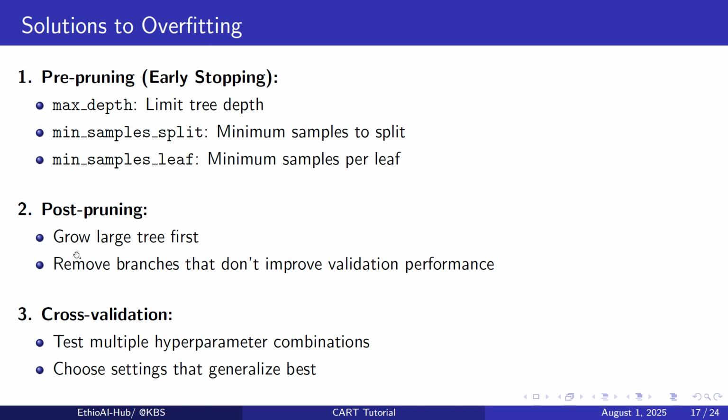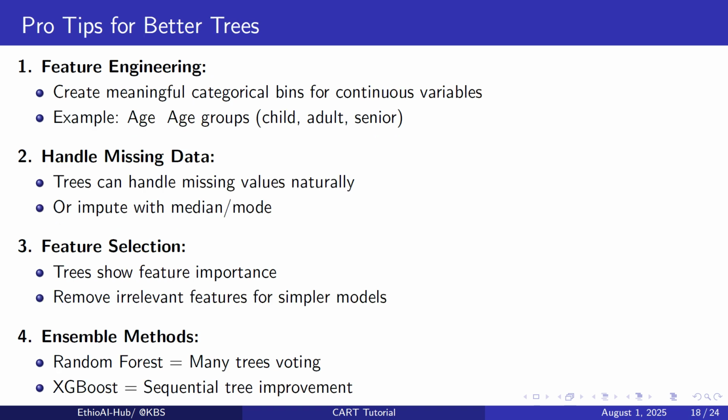Yeah, post pruning: grow a large tree first and remove branches that don't improve validation performance. And the other good way is also cross validation. Cross validation ማለት test multiple hyperparameter combinations, choose settings that generalize the best. So cross validation and post pruning help in improving with regard to the overfitting of decision trees.